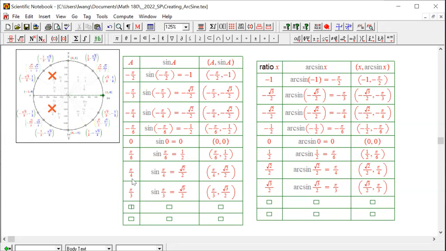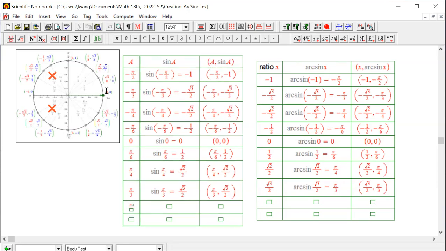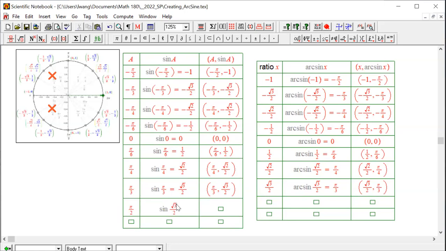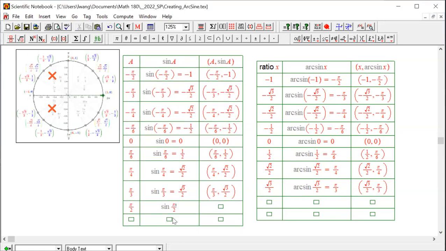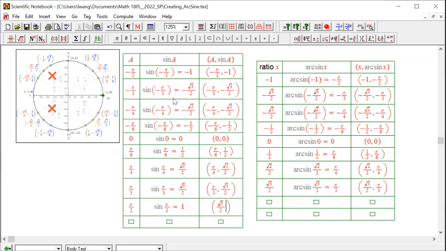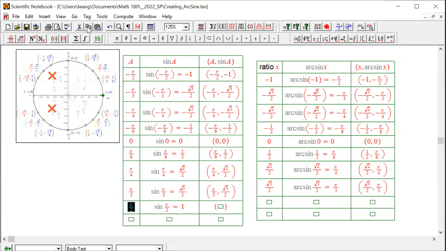The last one is pi over 2. We have sine pi over 2, which equals 1. So the point is pi over 2, comma 1. The ratio is the input: ArcSine of 1 equals pi over 2.